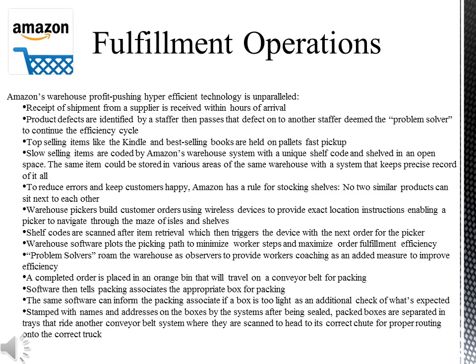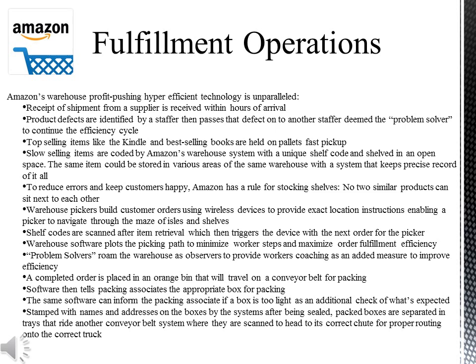Warehouse pickers build customer orders using wireless devices to provide exact location instructions, enabling a picker to navigate through the maze of aisles and shelves. Shelf codes are scanned after item retrieval, which then triggers the device with the next order for the picker. Warehouse software plots the picking path to minimize worker steps and maximize order fulfillment efficiency. Problem solvers roam the warehouse as observers to provide workers coaching as an added measure to improve efficiency.